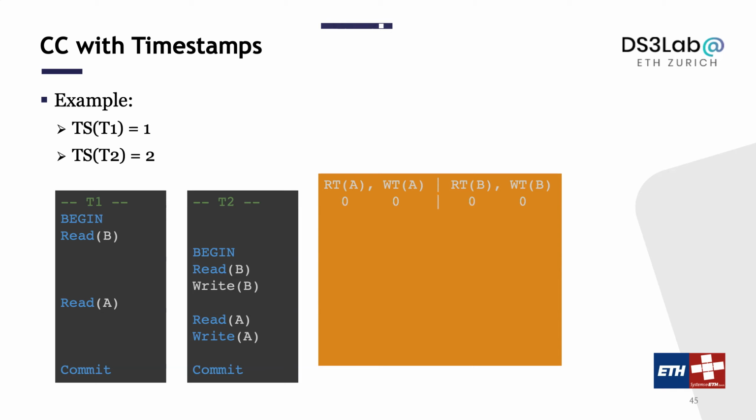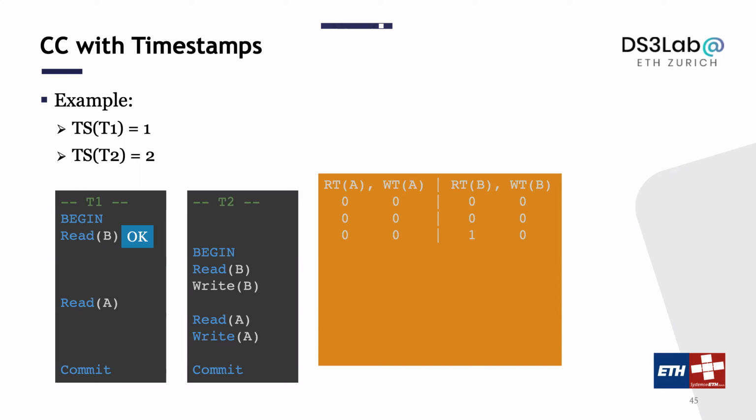And then T1 tries to read B. So what would happen? In this case, T1 has timestamp equal to 1 and checks: can I read B? It checks the read time and write time of B, both are 0, so they're in the past. No future transactions have accessed it. I'm okay, so I'm going to allow T1 to read B, and then I'm going to update the read time of B. Here the read time of B becomes 1 because the transaction with the highest timestamp reading B is T1 now.